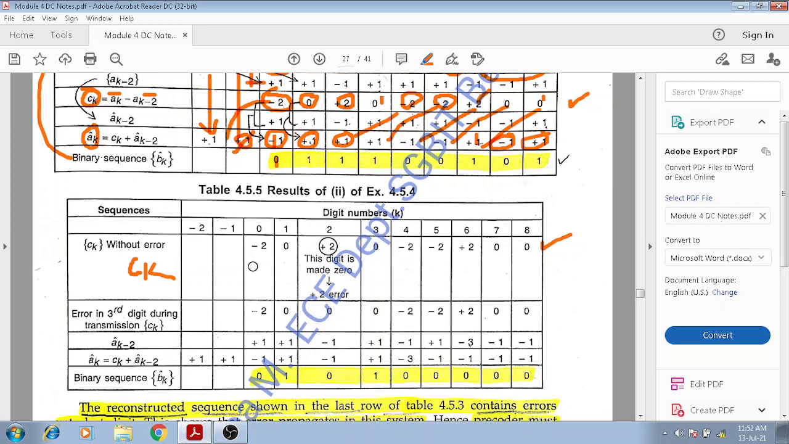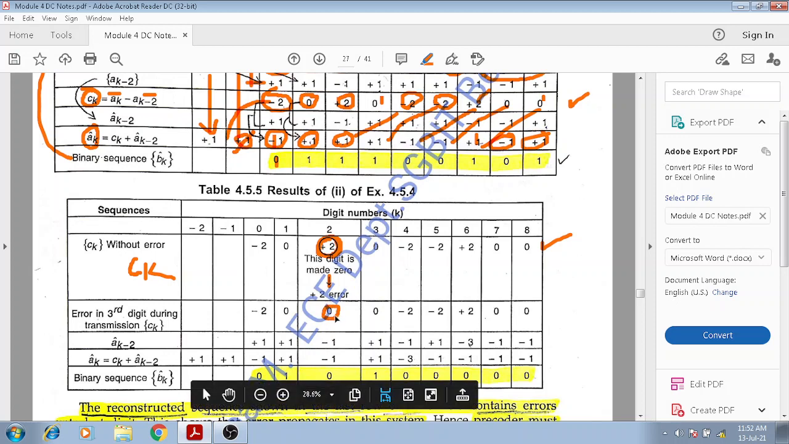Suppose that due to the error present in the data transmission, the error has occurred in the third digit in the 3-level sequence produced by the modified DO binary encoder. If this bit is affected by error, then it will reduce to what? 0. See here, plus 2 becomes 0. So the level plus 2 is reduced to 0 now. The remaining bits are as they are: minus 2, 0. These bits also the same.